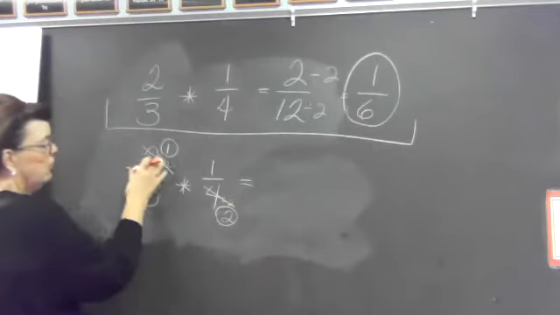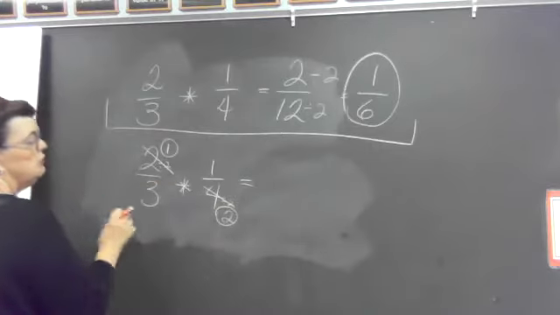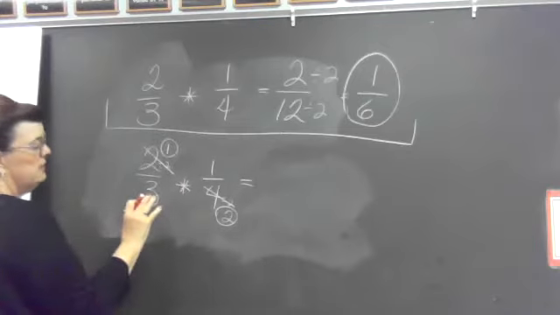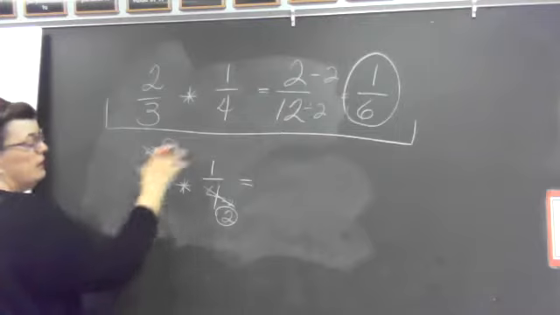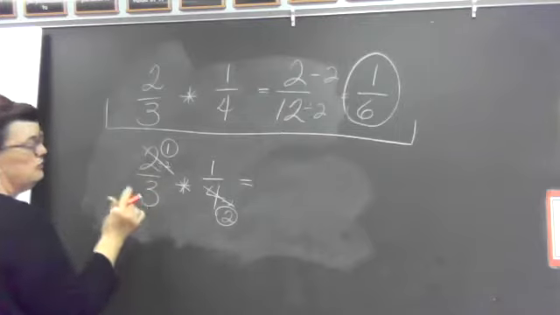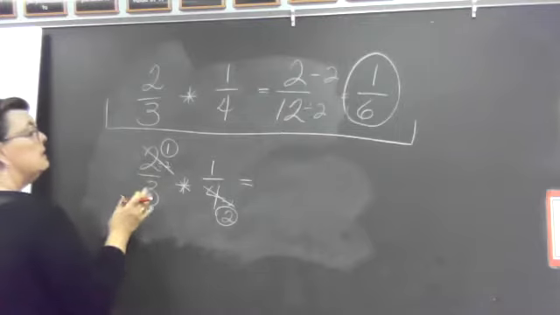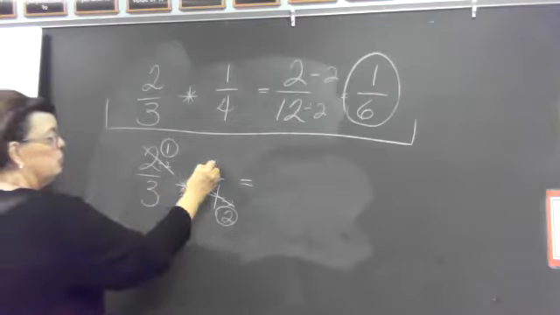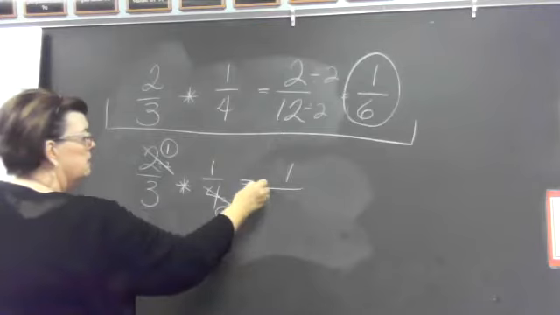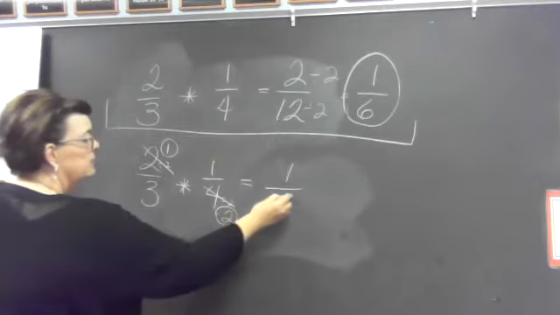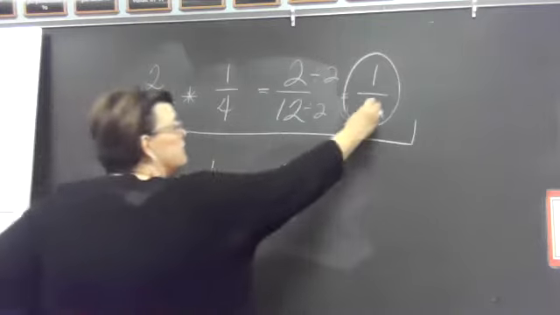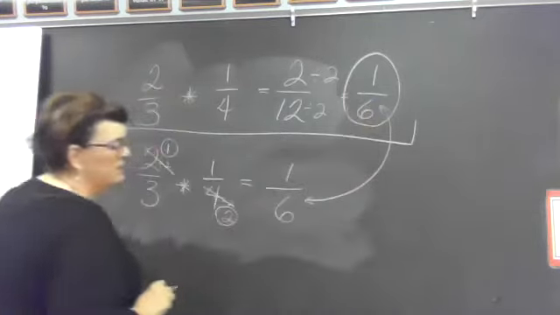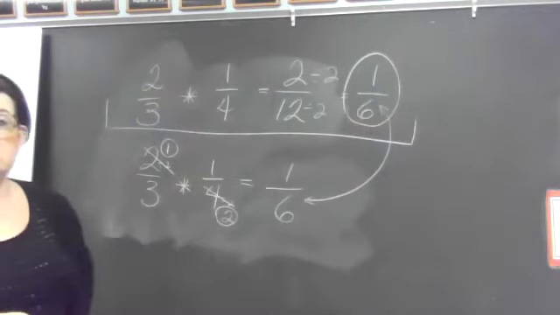Now you have just cross-canceled. You have simplified the fraction before we even get to the answer. Now, I don't see any other place. I'll show you a different one in a little bit. Now, we multiply the tops together. So 1 times 1 is 1. 3 times 2 is 6. And we have found the same answer without having to simplify at the end.